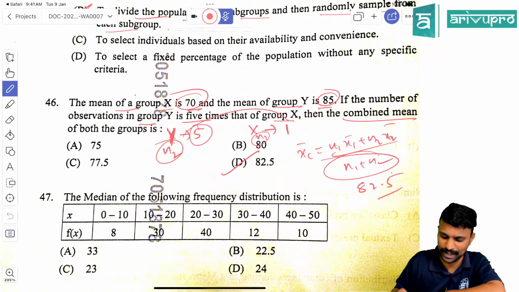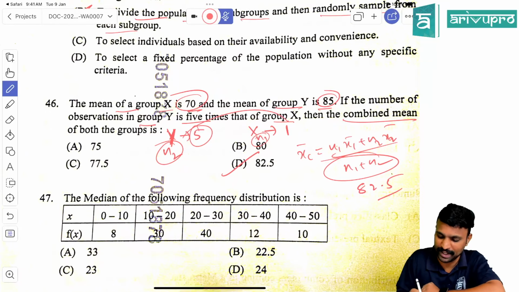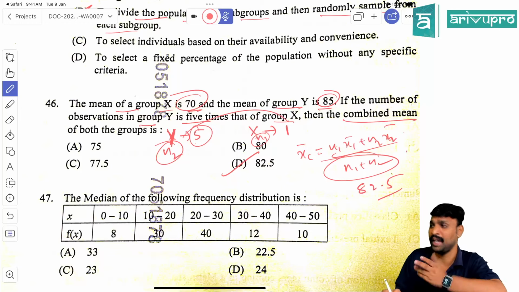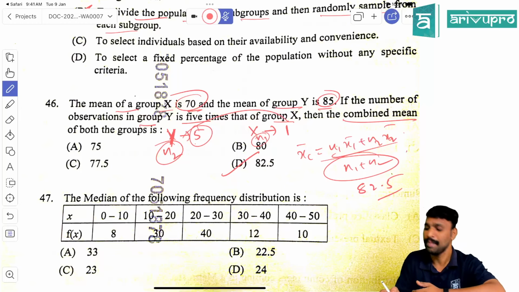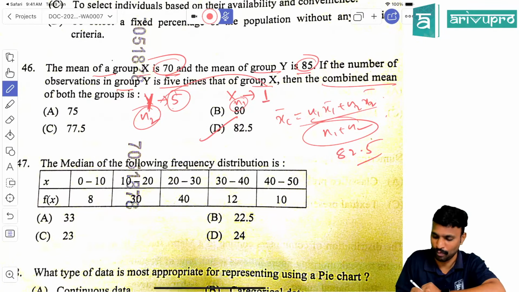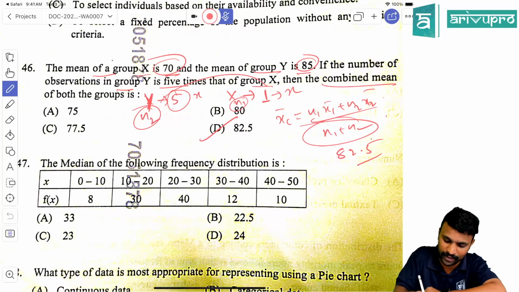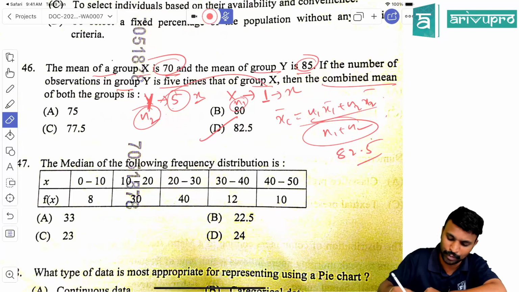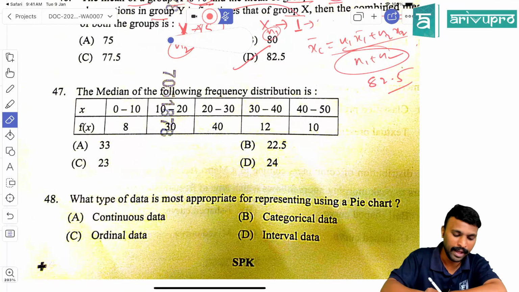Guys, you need not express N2 as 5 times N1 in terms of X, because ultimately, even if you express it in terms of X, the X will get cancelled in the numerator and denominator. So that is why I took N1 as 1 and N2 as 5. Even if you take N1 as X and N2 as 5X, you will still end up getting the same answer, because X and X will get cancelled. You get 82.5 only. Next question, guys.